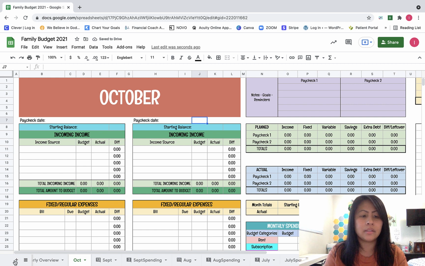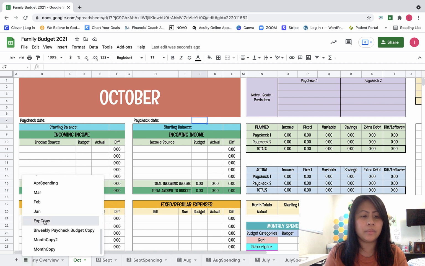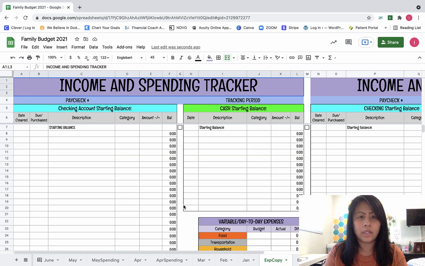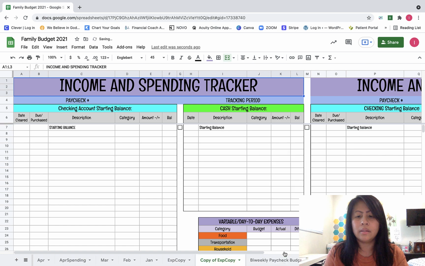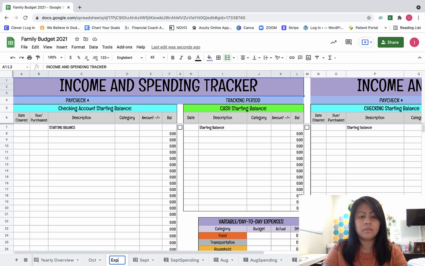And then the next thing I'm also going to duplicate is my expense tracker, which is this one right here. So I'm going to duplicate that as well. And then I'm going to move that all the way to the front. So expenses for, oh, put October spending.